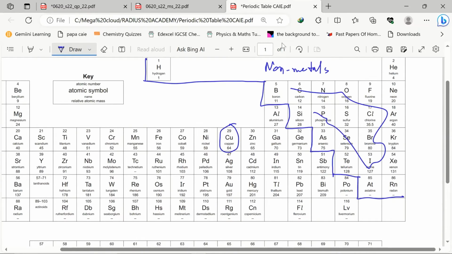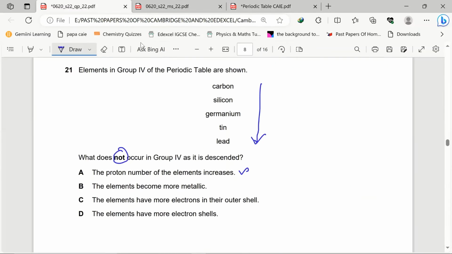So we see from carbon, silicon, then germanium, tin, and lead, the metallic character is increasing. So this is a correct statement. They're asking for not. So the elements become more metallic is correct. The elements have more electron shells is correct. The elements have more electrons in their outer shell is not correct. So this is the correct answer, C.